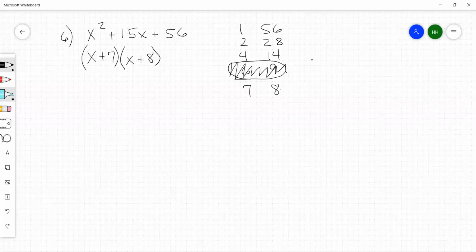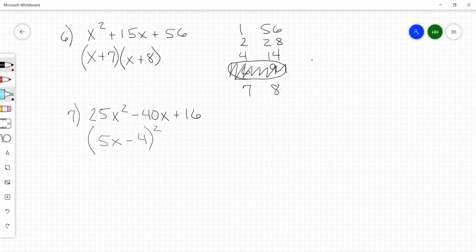All right, number 7. 25x squared minus 40x plus 16. All right, we covered this yesterday. You got a minus and a plus. First term is a perfect square, and the last term is a perfect square. So you can use that shortcut. This is going to be 5x minus 4 squared.